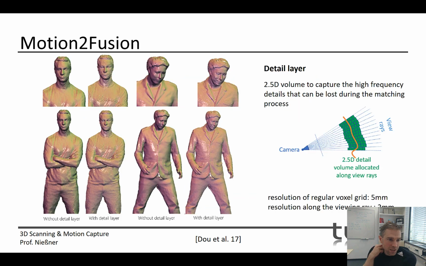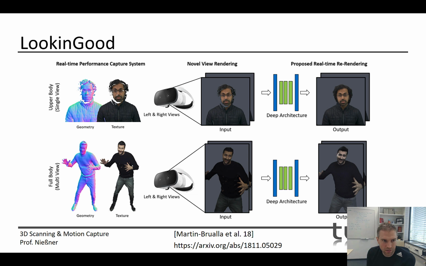Another thing they do, which I find cool, is they have kind of a detail layer. So they decouple the rendering from the tracking, meaning they have a 2.5D volume to capture the high frequency details that can be lost during the matching process, right? And I think that's kind of nice. Because of that, they're getting these super high resolution local details. Okay, I want to show one more paper along these lines. This is called LookinGood.